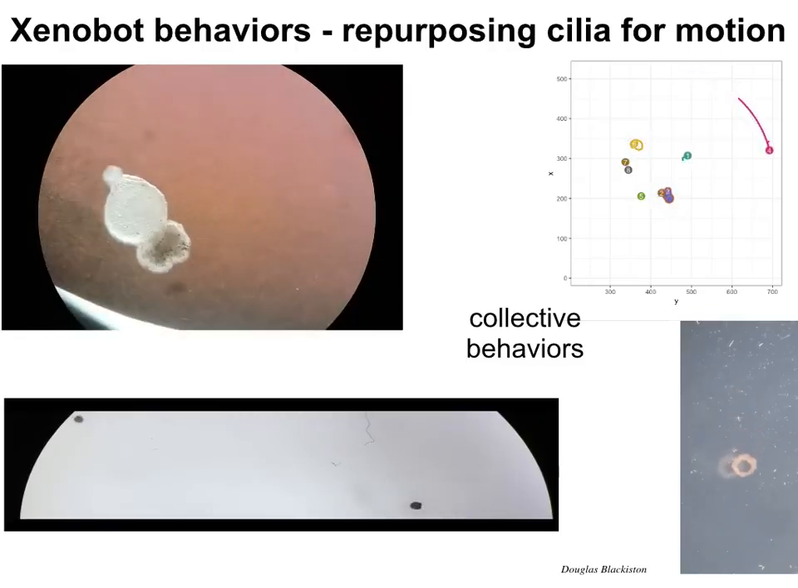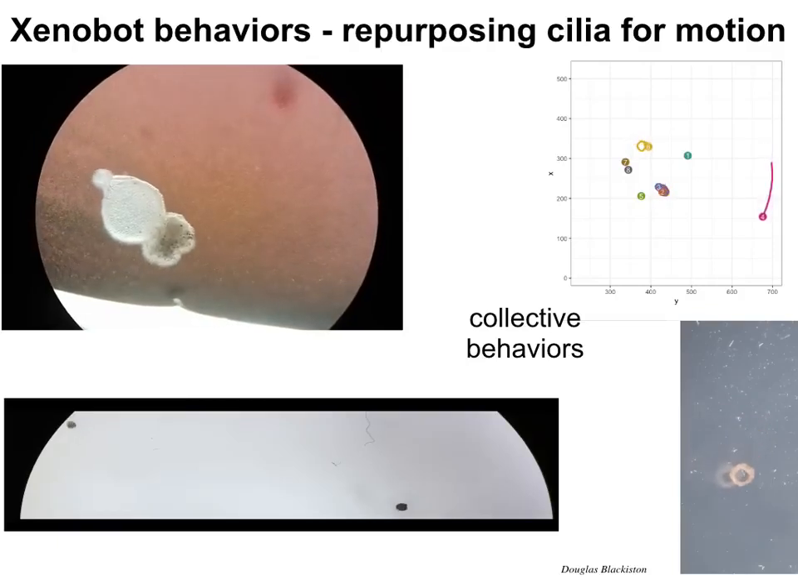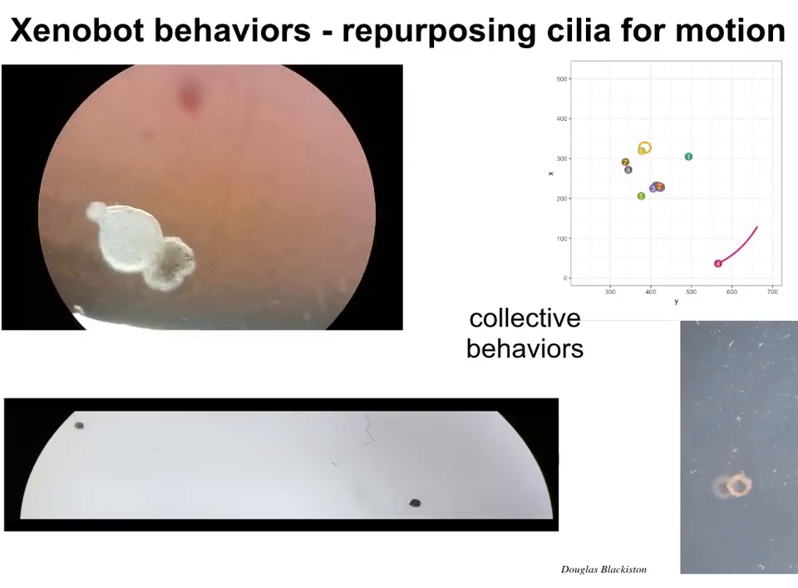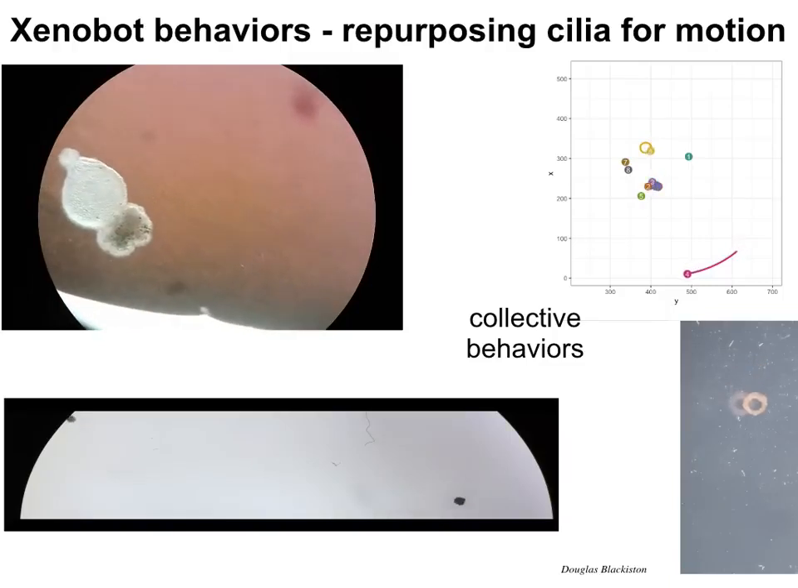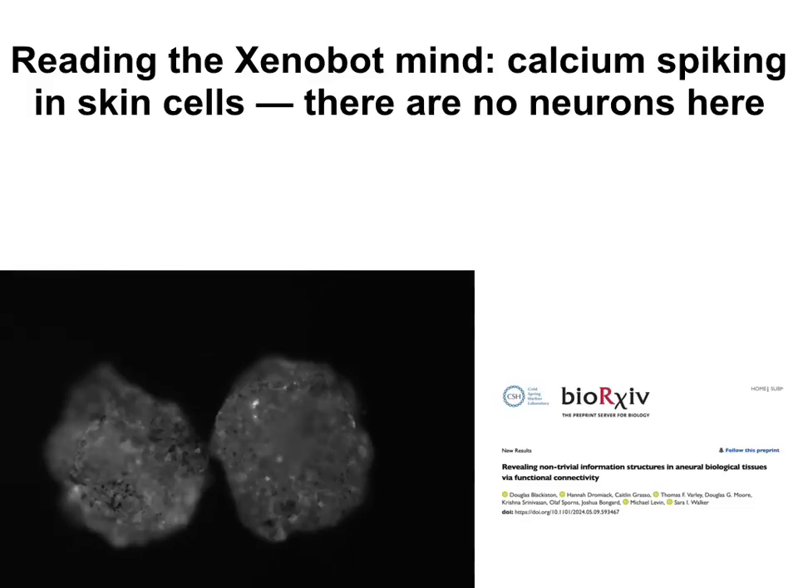It can go in circles. It can patrol back and forth. It can do these kind of collective group behaviors. If we track their motion, they can do all kinds of interesting things. We can make them into weird shapes like this swimming donut. The calcium signal is kind of interesting.